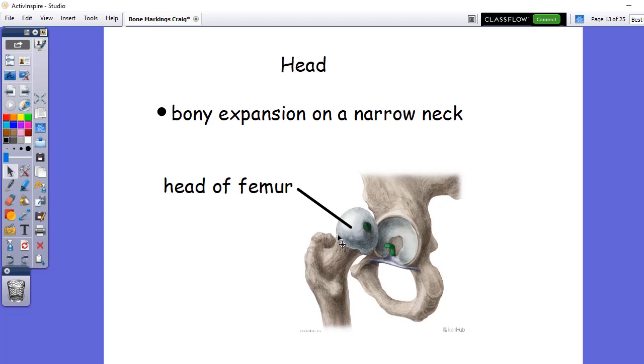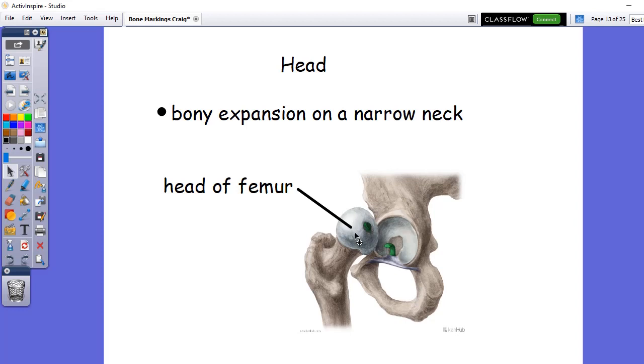The head of a bone is going to be a rounded projection on a skinny neck, and it's very similar to how our head sits on a skinny neck. The most obvious one in the body is going to be the head of the femur.